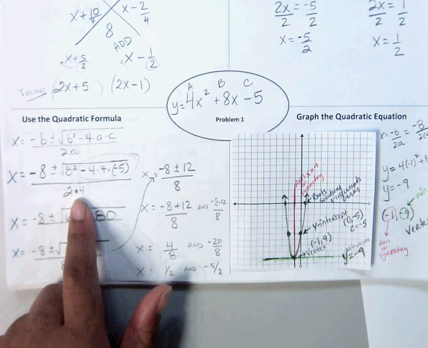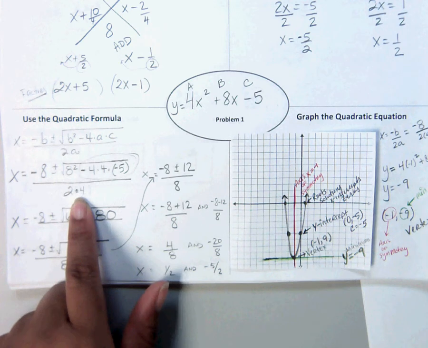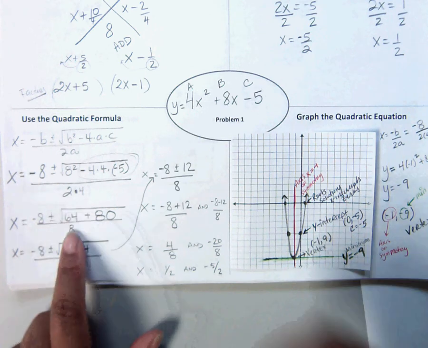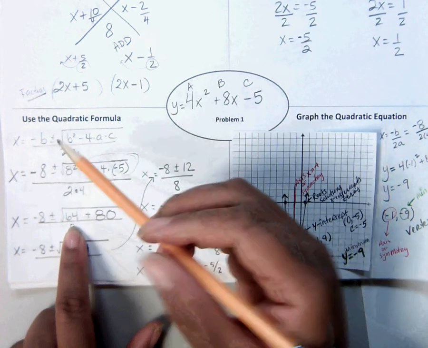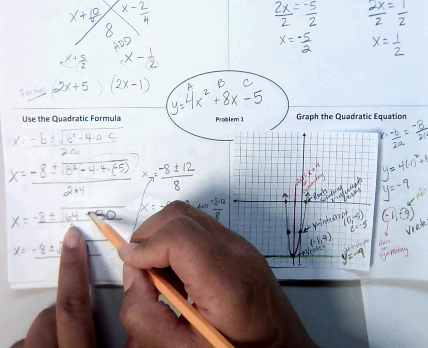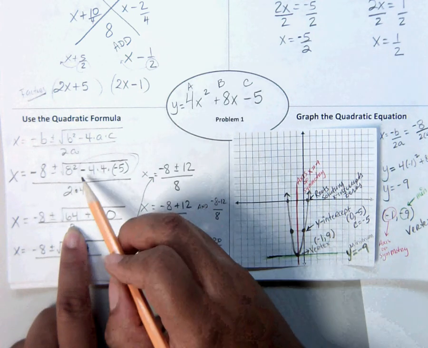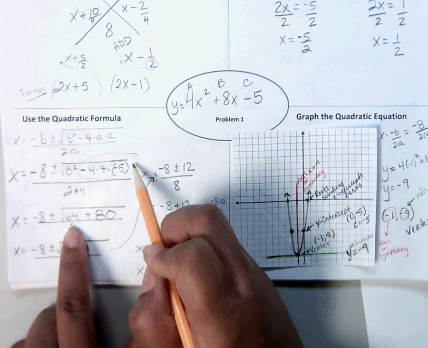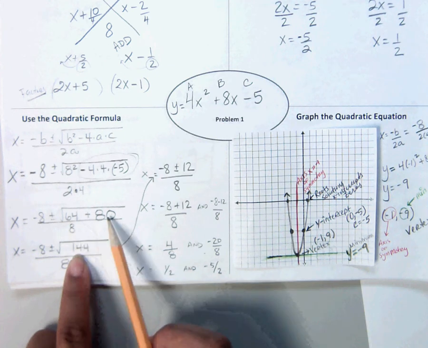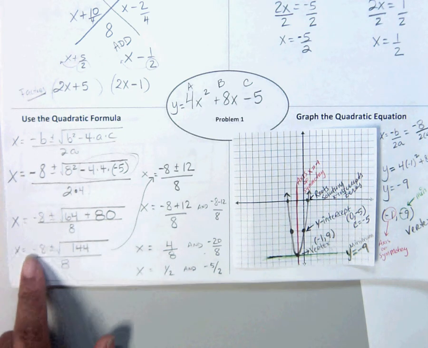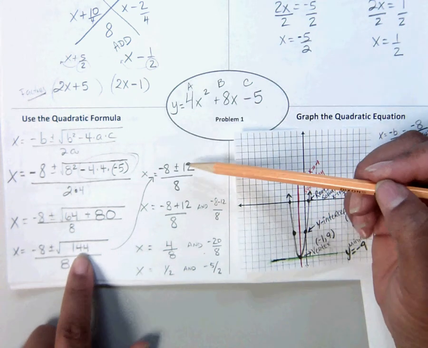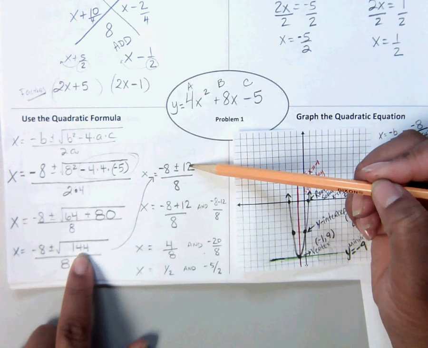Okay, then I divided it by 8 because it's 2 times A, and A is 4. X equals negative 8 plus or minus the square root of 8 squared, which is 64. Negative 4 times 1 times negative 5 is a positive 80, so plus 80. That is minus 4, but when we're trying to figure it out, we're going to treat it as negative 4. Now that's 144 when I add 64 and 80. So I have negative 8 plus or minus the square root of 144 divided by 8. The square root of 144 is 12.